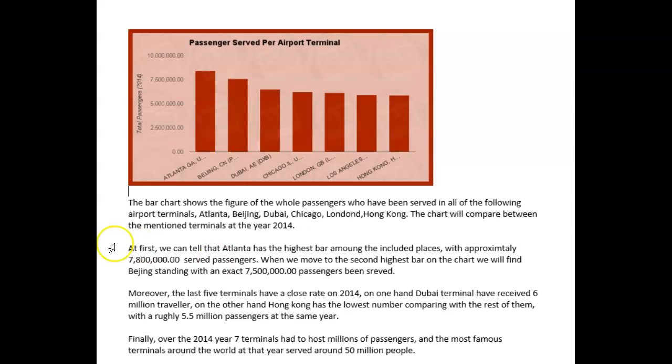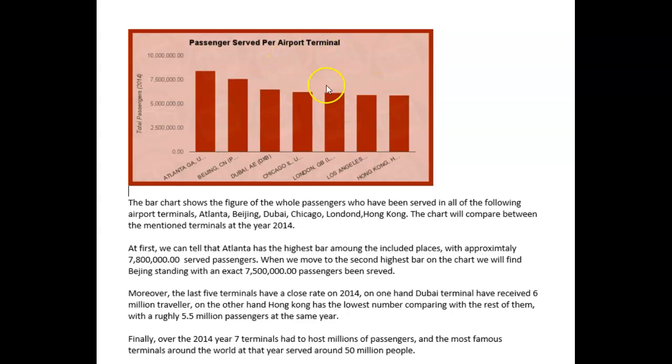And then you can use these numbers along the side to make the rest of your data, again, meaningful. You can then say something like the remaining 5 terminals all had above 5 million passengers, but considerably below 7.5 million. Okay. You can then say that Dubai was among these 5. Dubai had the highest number of passengers served, and you can talk about that number. You could say that the least were Los Angeles and Hong Kong, and you can talk about that figure.